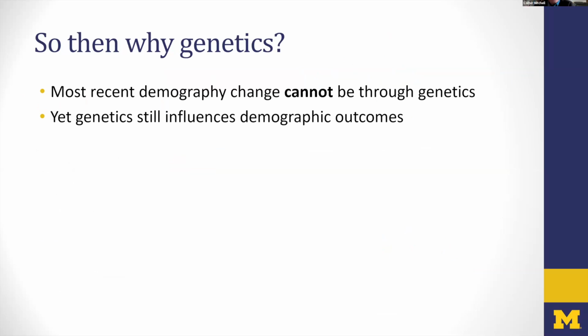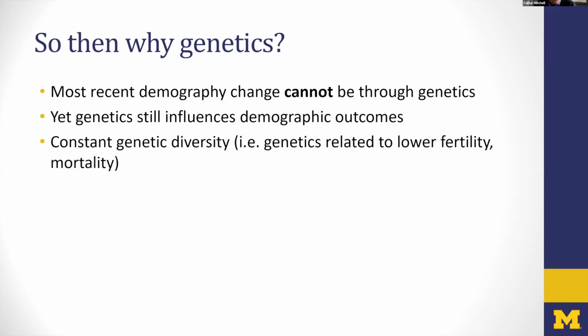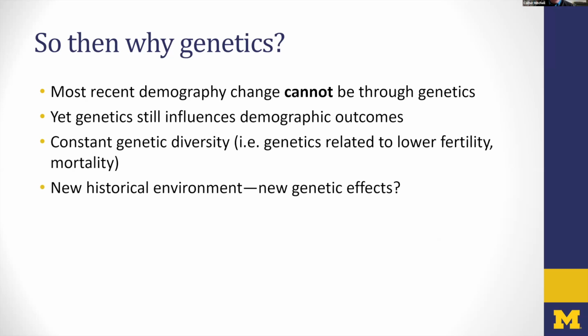So I think that's actually a fundamental thing to consider when we're talking about this. So I think one thing to know is there's kind of this constant genetic diversity that we'll get into in a little bit. That genetics are related to lower fertility or mortality, something like that. So we have things like rare variants and that just affect kind of the general distribution of fertility and mortality.